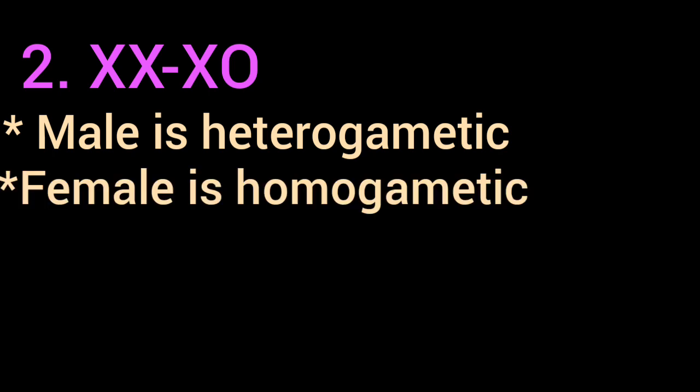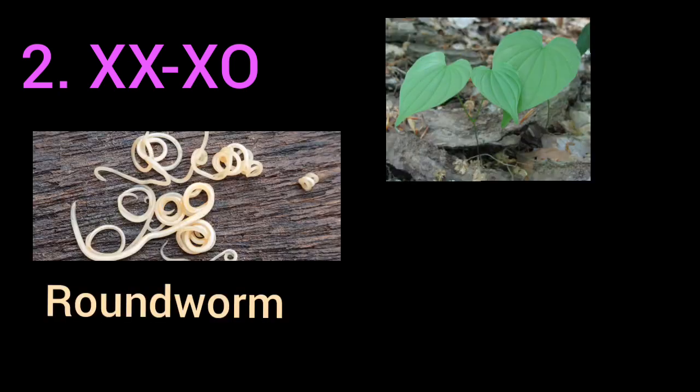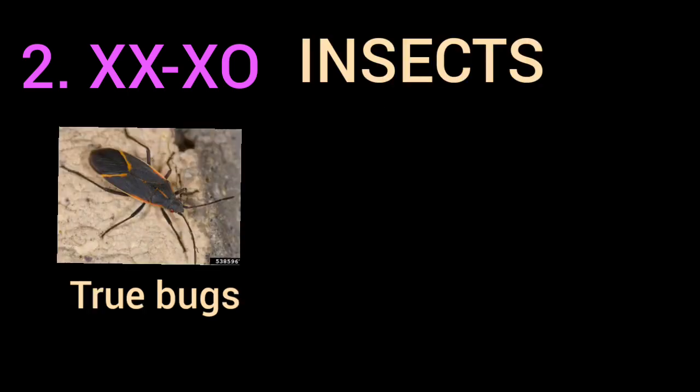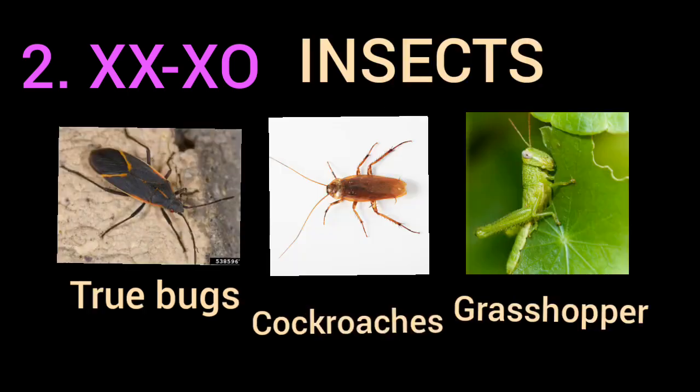The case is exactly same as we have seen. And now for this case, examples are roundworm, Dioscorea, and some of the insects including true bugs, cockroaches, grasshoppers, etc. So these are the insects which will show XX and XO type of sex determination. Got it? Guys, questions come on the examples. So we have to be very much aware of that.